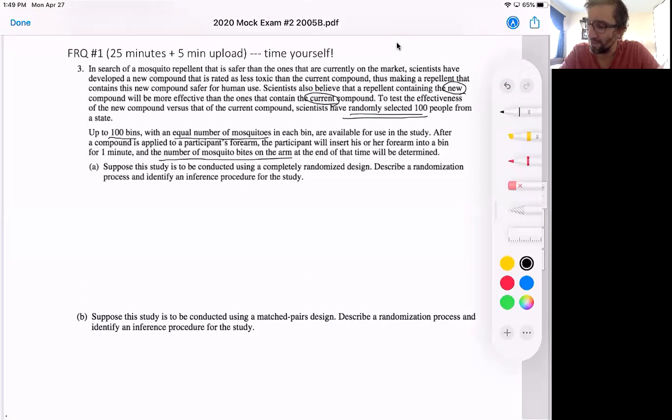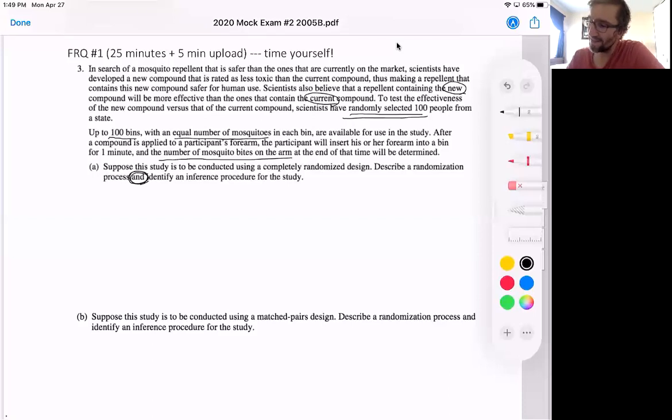But anyway, suppose this study is to be conducted using a completely randomized design. Describe a randomization process and identify an inference procedure. So this is 2 parts. So make sure you answer both parts. You have an "and" in here. Sometimes they'll underline an "and" if they're concerned students might miss out from doing both.